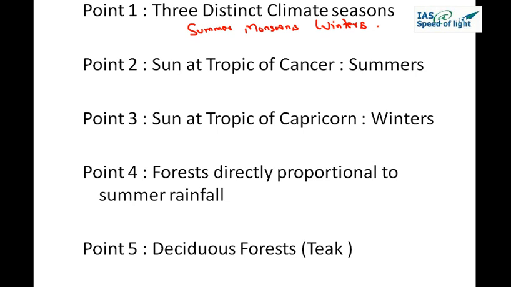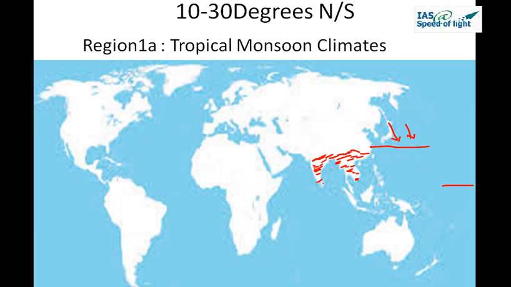It's going to be the summers for this region. When the sun is at the Tropic of Capricorn, it is going to be winters. Now what will happen is, with summers here, with the sun shifting the axis, and with it the ITCZ, what we studied, the Intertropical Convergence Zone, it also shifts its belt towards the north in the summers.